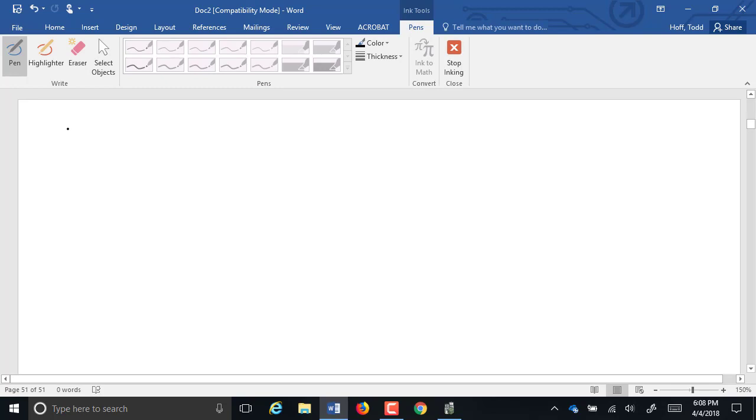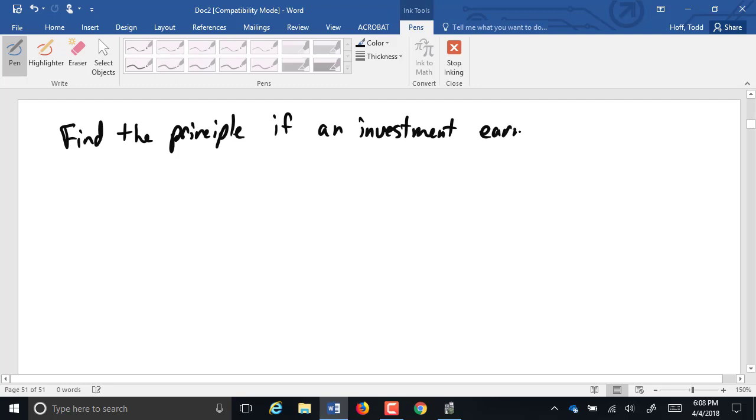Another one for you to try. Find the principal if an investment earns $63 at, oh, let's see here, 5.4% for a month. I'll give you a minute to try that.